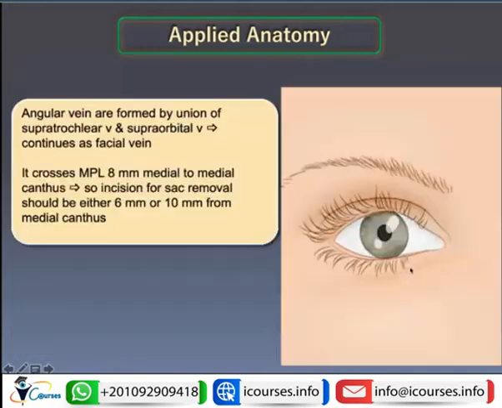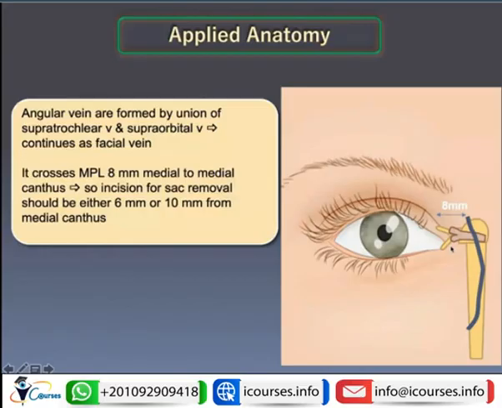So the importance of this angular vein: this is the lacrimal punctum, this is the canaliculi, this is the common canaliculus, this is the sac, and this is the nasolacrimal duct. Here is the medial palpebral ligament, and here is the angular vein. So the angular vein is in close relation to the lacrimal sac. It crosses the medial palpebral ligament about 8 millimeters from the canthus.